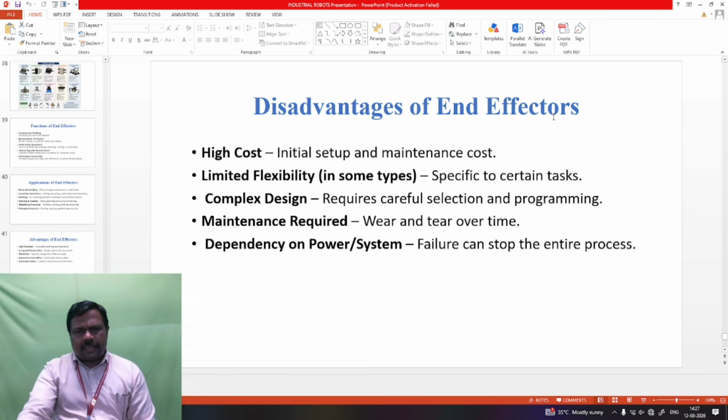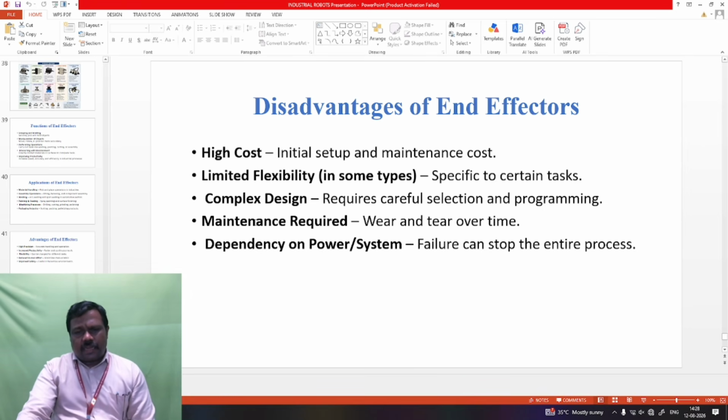Disadvantages of end effector: high cost. Initially, we have to spend more cost to purchase the end effector, so initial setup and maintenance cost. Limited flexibility means it is specific to certain tasks. Then complex design requires careful selection and programming.